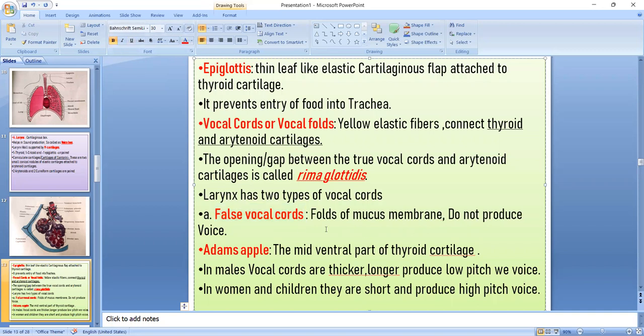Okay. So andike ikkada em cheyandante, the gap between true vocal cords and arytenoid cartilages is called rimoglottidis. Okay, right. So then this is a famous one, which has no importance. Anyway, Adam's apple, the mid-ventral part of thyroid cartilage is generally known as Adam's apple.